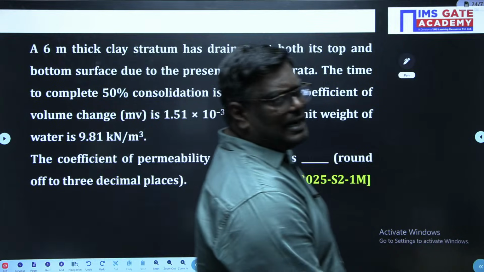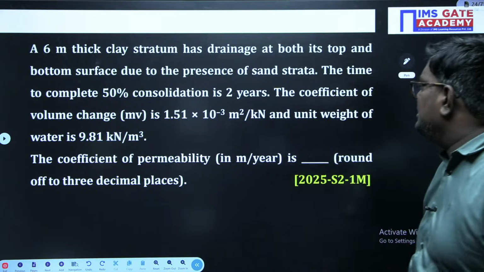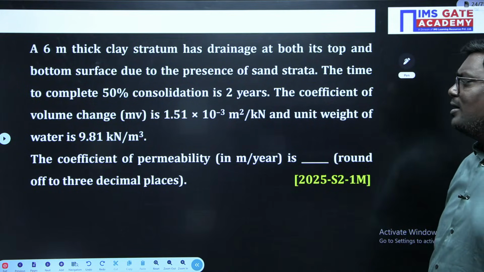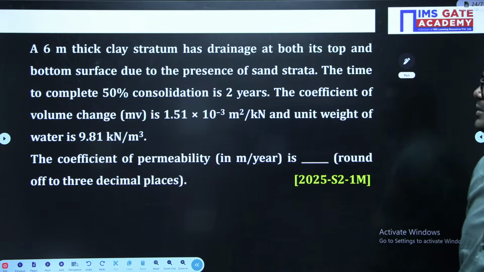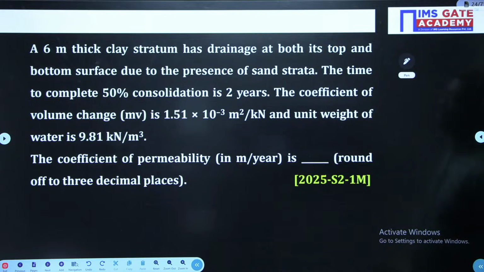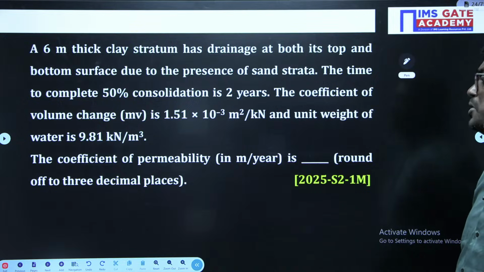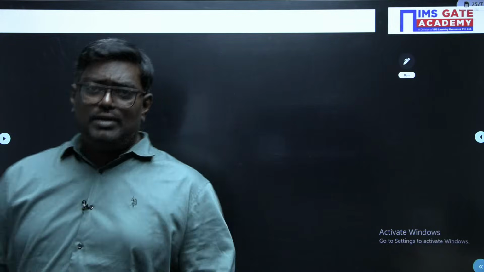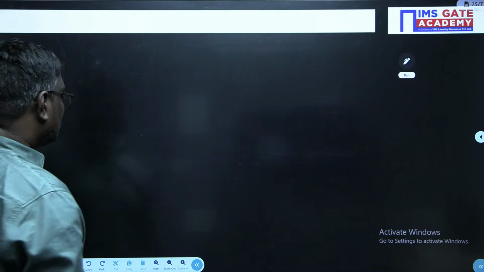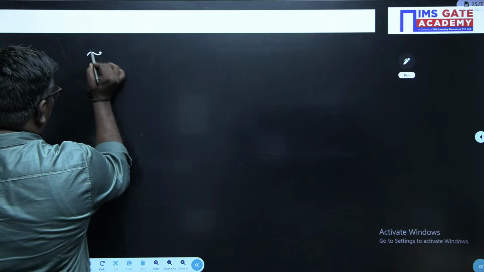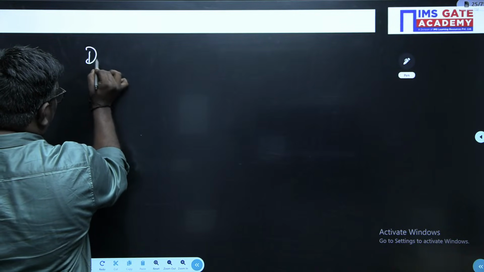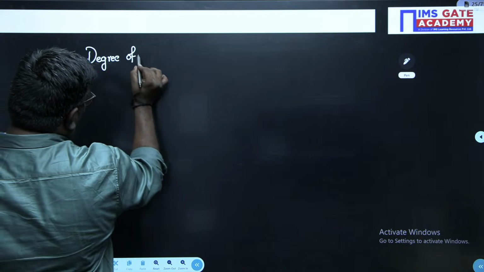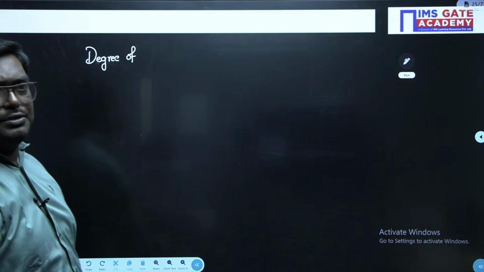A 6 meter thick clay stratum has drainage at both top and bottom due to the presence of sand strata. The time factor to complete 50% consolidation is 2 years. The coefficient of volume change is given, unit weight is given. What they are asking is the coefficient of permeability. Now, my dear students, whenever these kind of questions are asked, first of all, you should know what is degree of consolidation here. What do you mean by degree of consolidation?